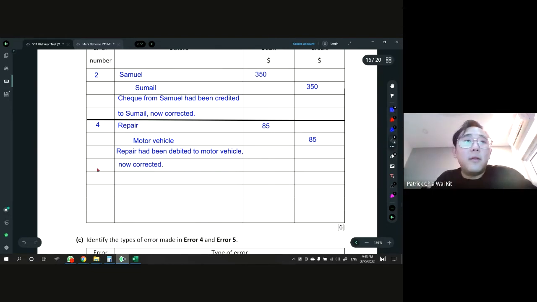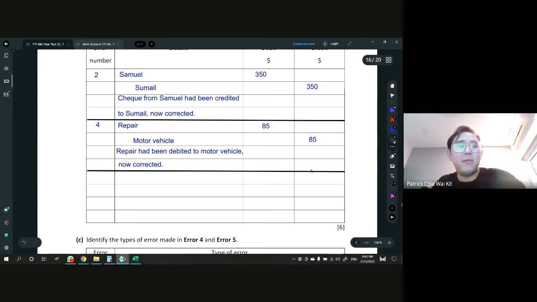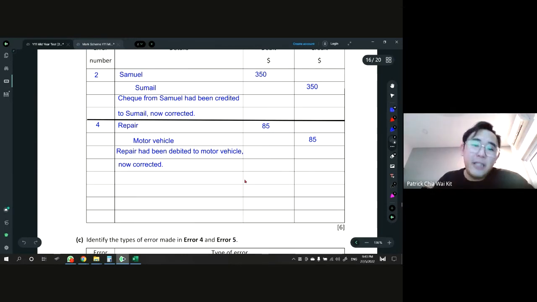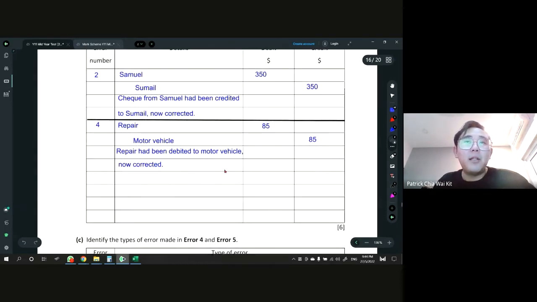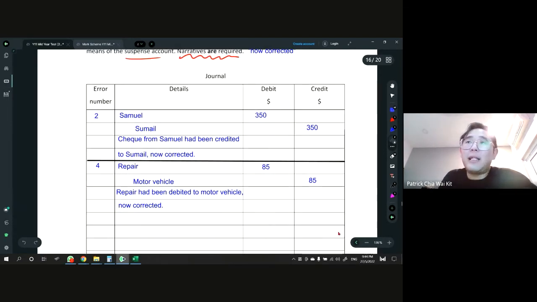Actually, I don't need to draw a line, also can, never mind. Of course, they only need two errors, right? They say just need two errors only. So then the second one, don't need already. So it's 6 marks, right? Technically each answer is 1 mark. So Samuel, 1 mark, Sumail, 1 mark, narrative, 1 mark, repair, 1 mark, motor vehicle, 1 mark, and the narrative, another 1 mark. This is how we get the 6 marks. So that's how the marks are given.